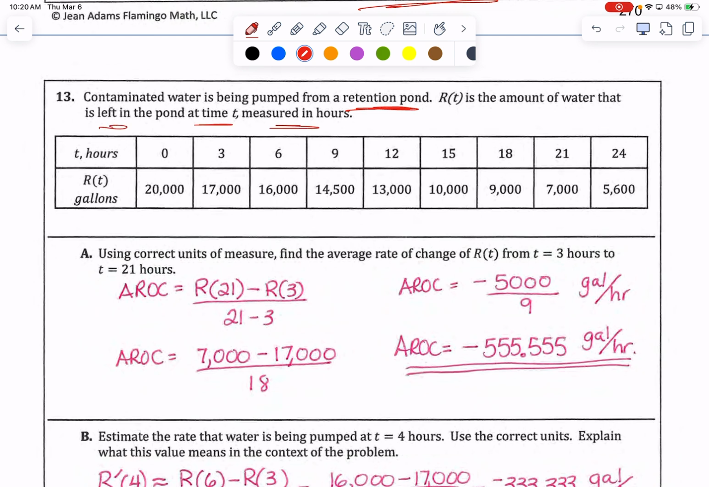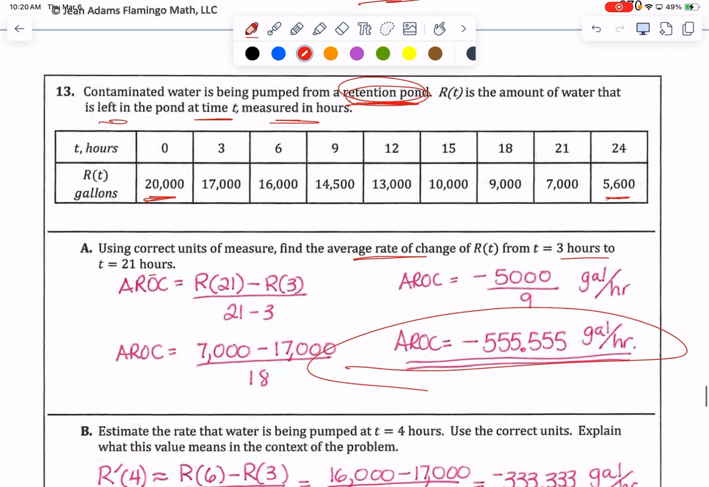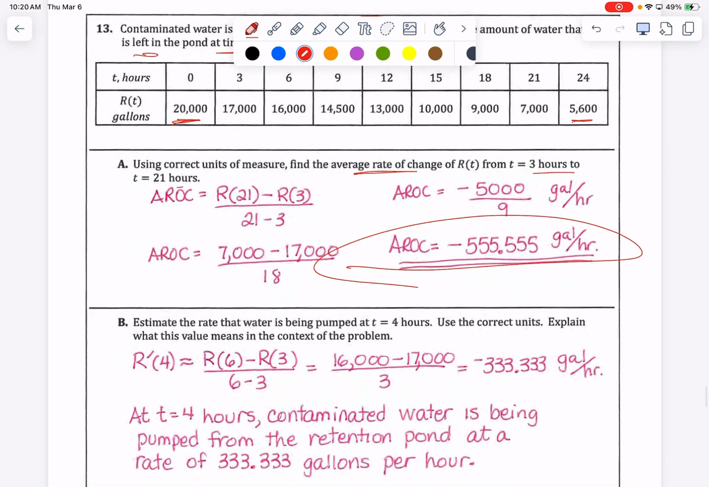So you've got a chart here. We've got the retention pond. Contaminated water is being pumped from the retention pond because they're probably going to treat it. So you started with 20,000 gallons, and after 24 hours, you got 5,600 gallons. Using the correct unit to measure, find the average rate of change from 3 to 21. So they're just wanting you to figure out the AROC. That's it. That was easy. Part B, estimate the rate at which the water is being pumped at 4 hours.